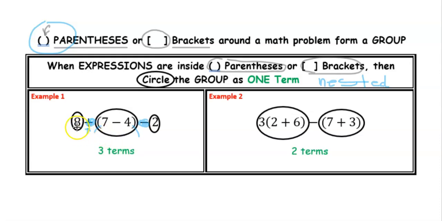So we have 3 terms. We have 8. We have the quantity 7 minus 4. That's how we read that when it's in parentheses: the quantity 7 minus 4. And then we have the term 2.